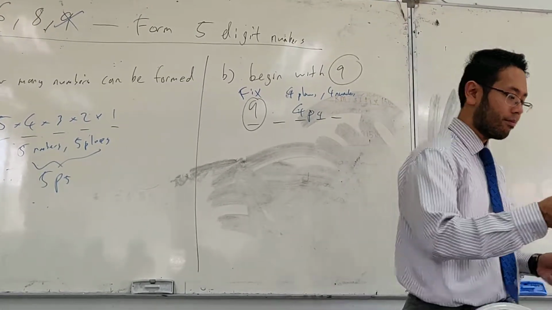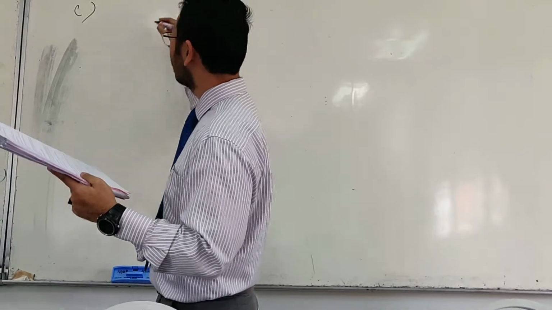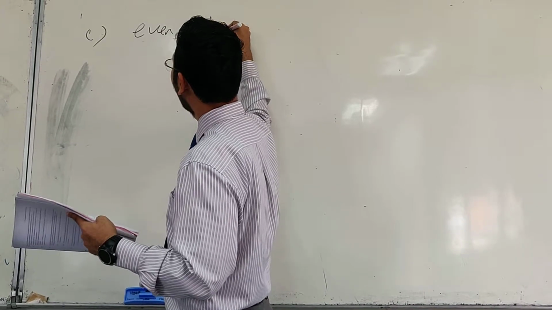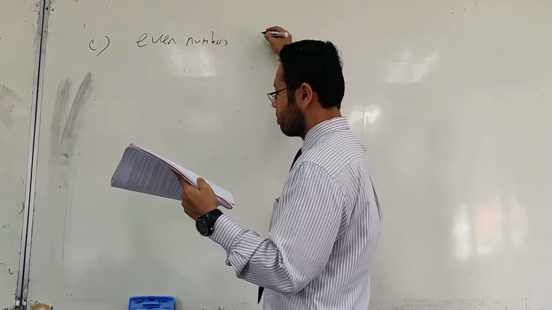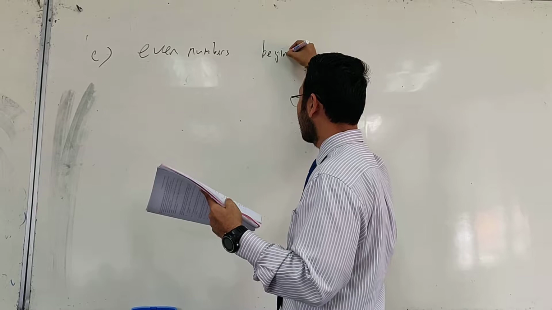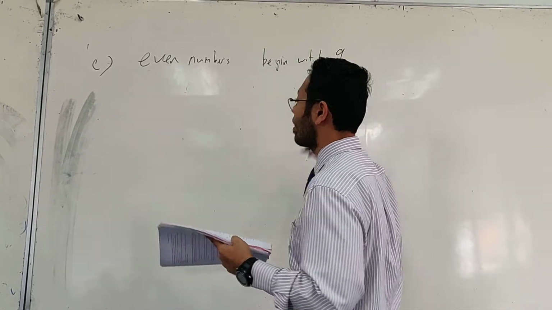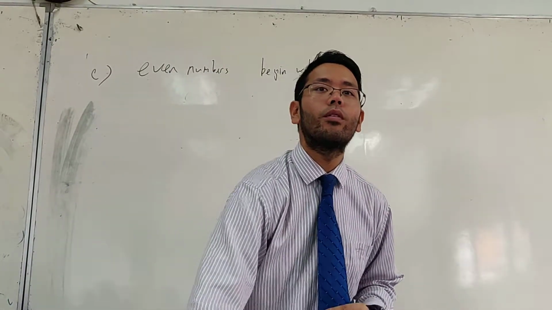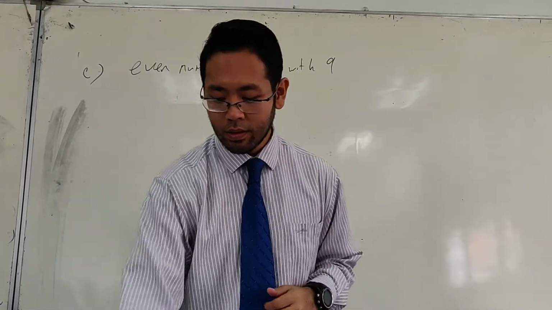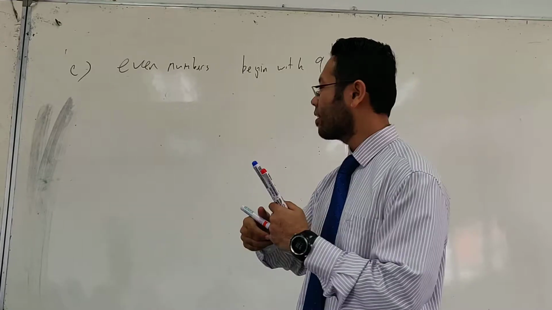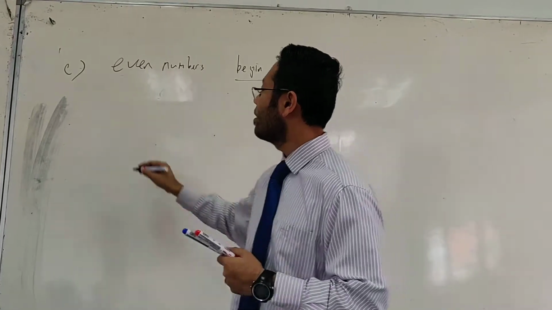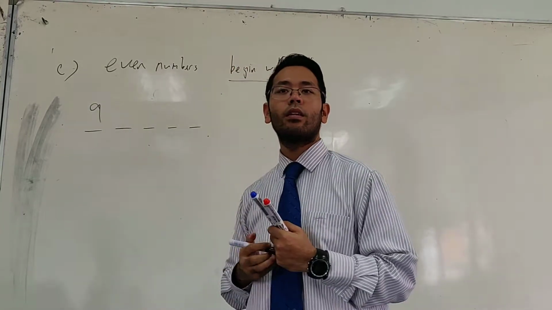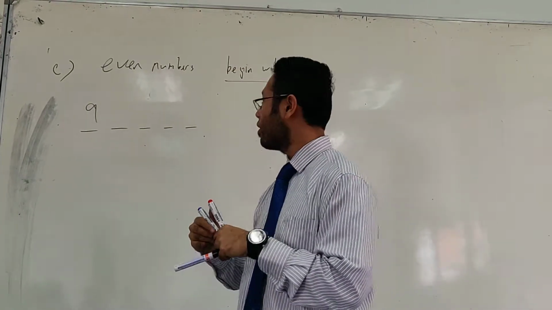Now for the last one, it says even numbers that begin with 9. How do we do this? It's kind of the same thing. Begin with 9, so 1, 2, 3, 4, 5, starting with 9. Now, what about for even?